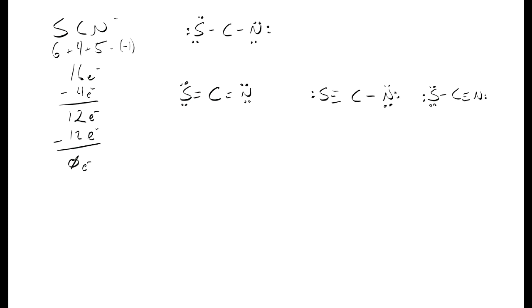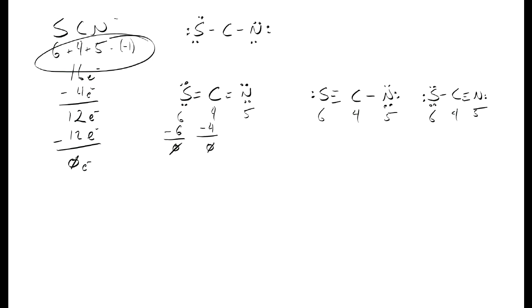Okay. Now we need the valence electrons. Fortunately, we already found them. They're up here. So 6 and 4 and 5. 6, 4, 5. 6, 4, 5. Now, how many electrons does each atom see in this compound? 1, 2, 3, 4, 5, 6. Formal charge of 0. 1, 2, 3, 4. Formal charge of 0. 1, 2, 3, 4, 5, 6. Formal charge of -1. And that's what we should expect, because it's a polyatomic ion. It has a negative charge.